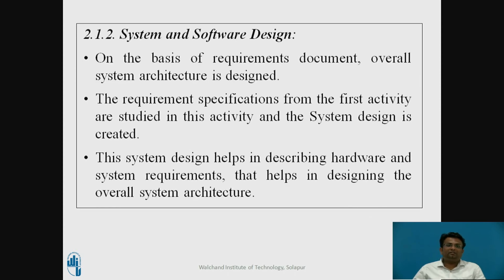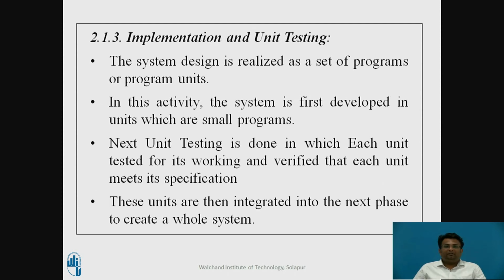The next stage is the system and software design. On the basis of requirements document, overall system architecture is designed. The requirement specification from the first activity is studied in this activity and the system design is created. This system design helps describe the hardware and the system requirement that will help for designing of the overall system. Implementation and unit testing. The system design is realized as a set of programs.